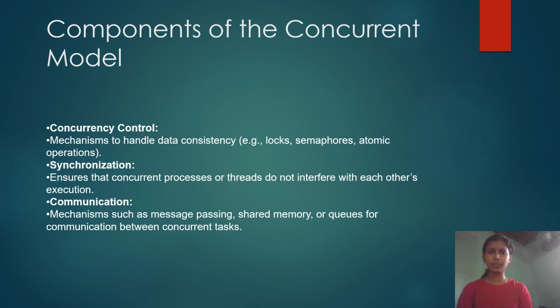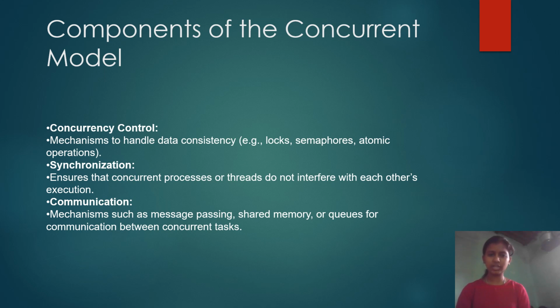Okay, what are the components of the concurrent model? Every concurrent model involves these three components. The first one is concurrency control, next is synchronization, and the third one is communication. What does concurrency control mean? Mechanisms to handle consistency. For example, locks, semaphores, and atomic operations have to be handled for data consistency.